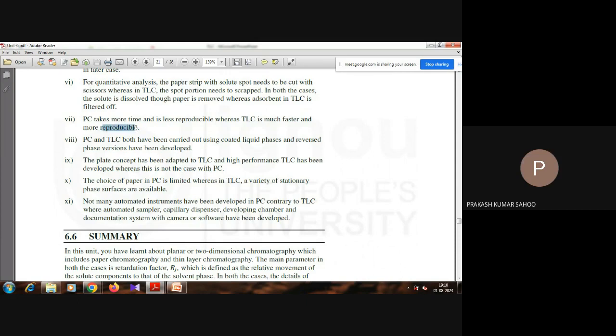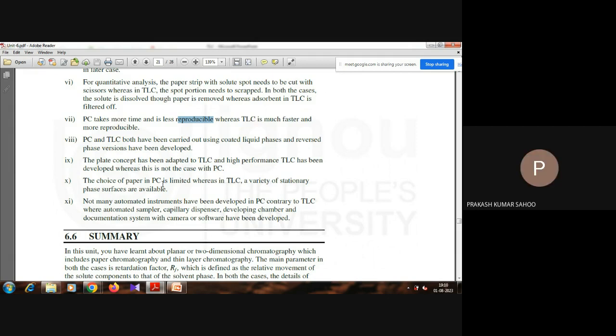Reproducible means if we are able to trace the spot on this sheet, then we may run the same TLC with the same solvent, and the same spot will be there. So this is known as reproducible. Whereas in PC, paper chromatography, this reproducibility is not very effective. If we wish to run the chromatography experiment a second time, then this spot may not appear.